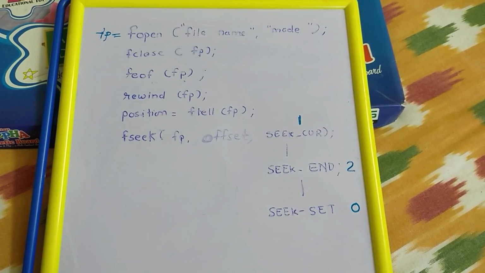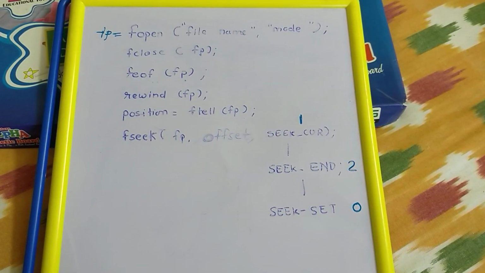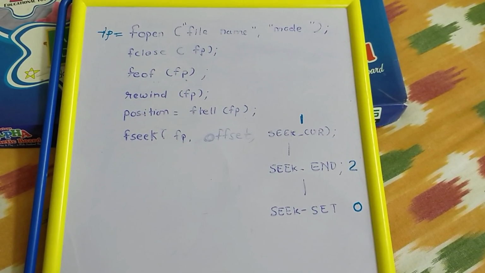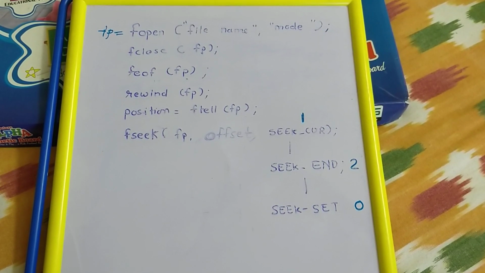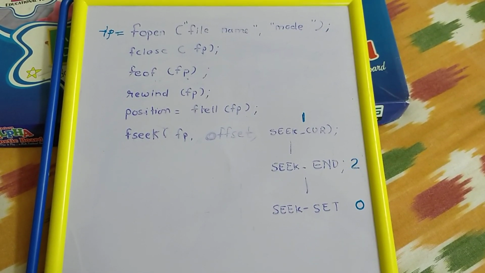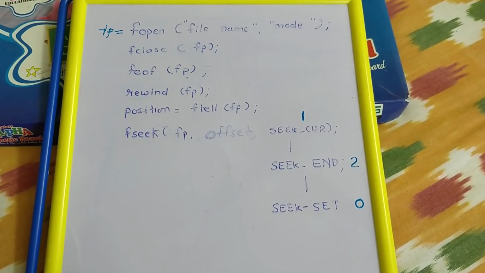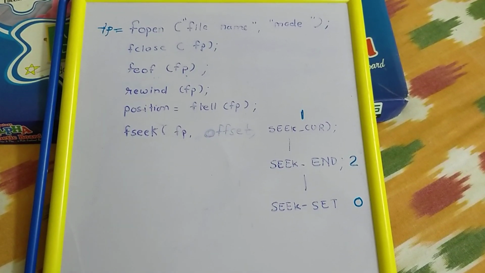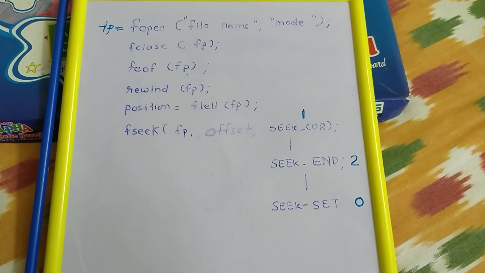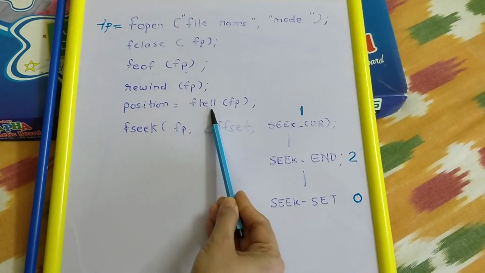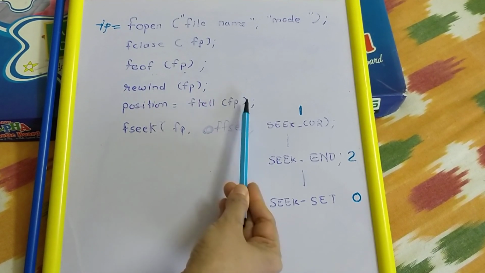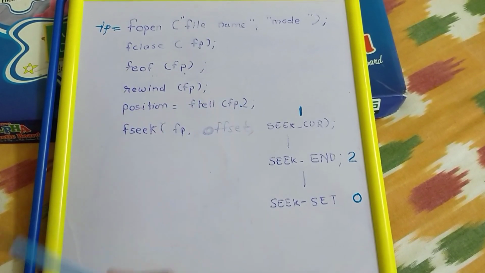In many of the problems where you are working with files, you need to know the current position of the file cursor, right? For example, if you want to move 3 lines back from wherever you are, in that case you have to first identify where your cursor is currently lying in the file, and for that there is a function called ftell, which will return the position of the file pointed by fp.